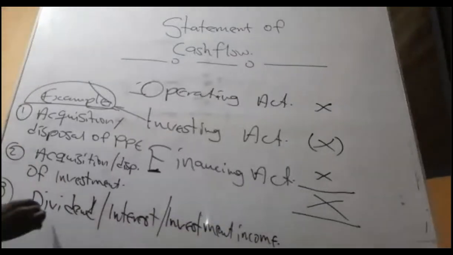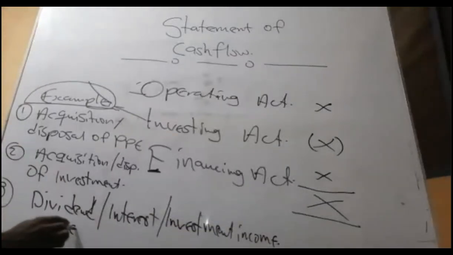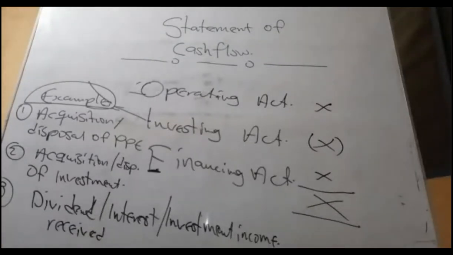The underlying word is received, not earned, received. So these are the investing activities. We are done. It just talks about non-current assets, everything about non-current assets. So just go to the non-current assets section, and any item there is an investing activity.